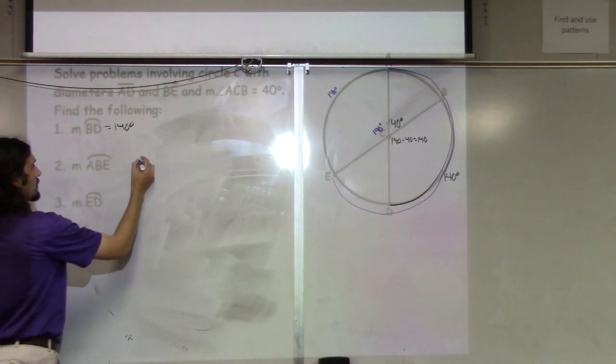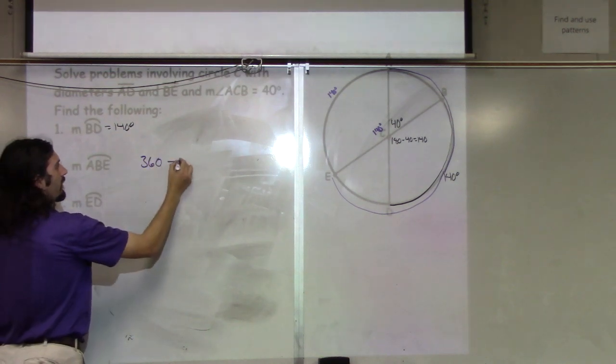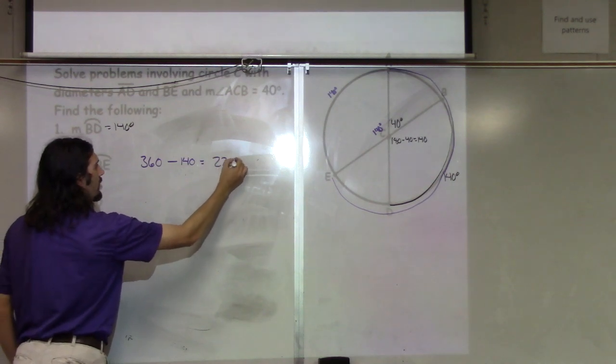Well, how much is a whole circle? 360. How much do I not want? 140. So what's left? 220.